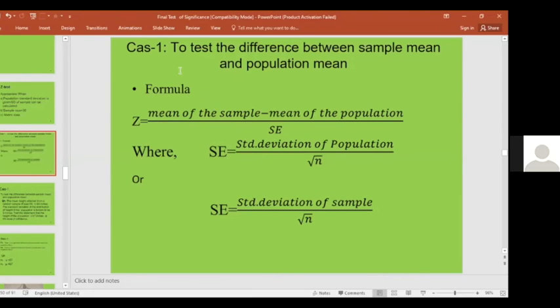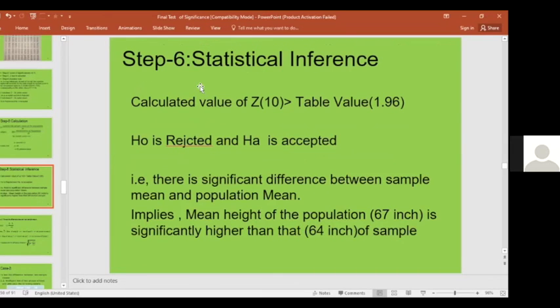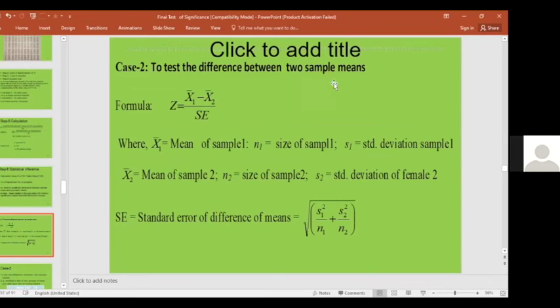This case one was similar to t-test case one. You can apply the t-test. Second case, to test the difference between two sample means.